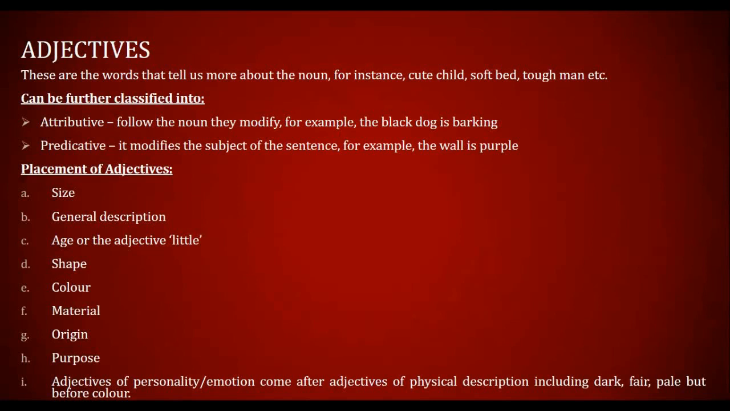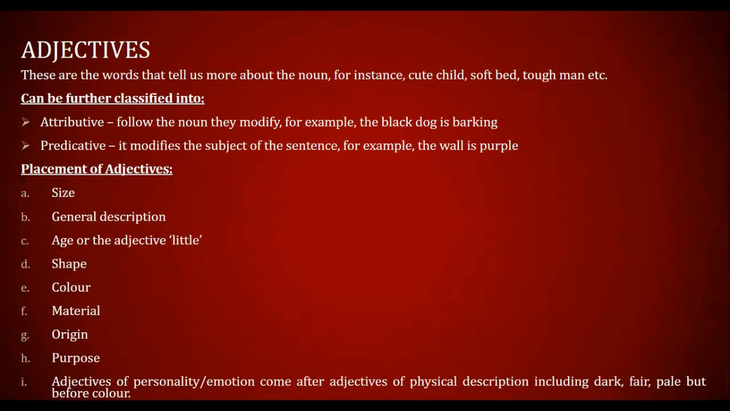On the other hand, a predicative adjective modifies the subject of the sentence. For example, the wall is purple, the book is amazing, the house is beautiful. Here the noun is coming first, and after the verb there is an adjective, right? But if I say a beautiful house, right? So that would be an attributive adjective.